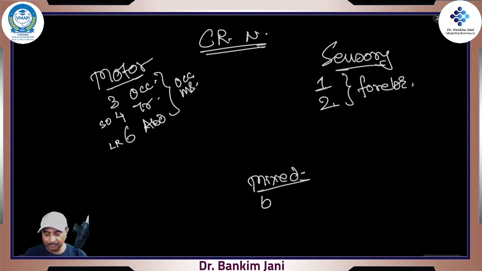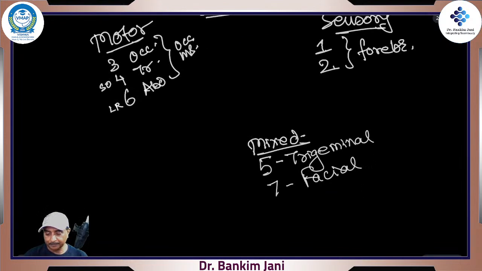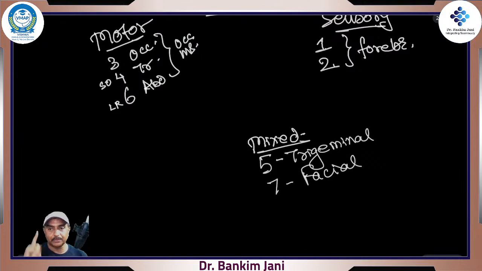Number 5, trigeminal, tri, that means it is 3. So we literally put it like this: the mandibular division, maxillary division, frontal division. So trigeminal, 5. Facial, very important, a big one. So it is a mixed one, correct? Then eighth is vestibulocochlear, for the ear. So again, it has to be sensory.